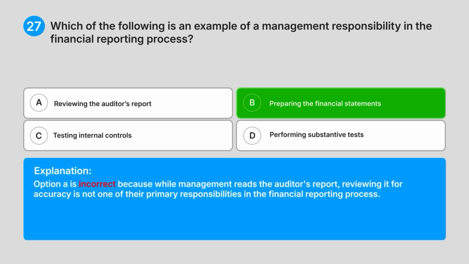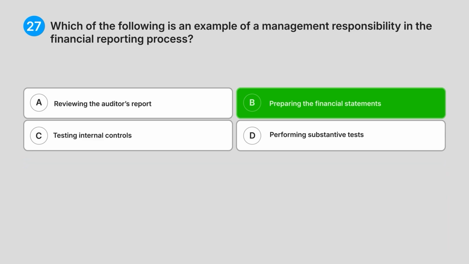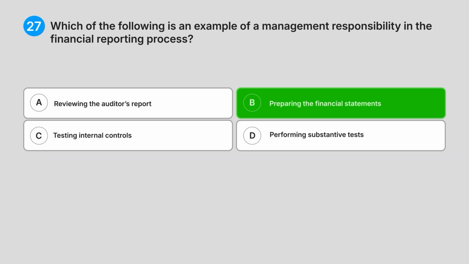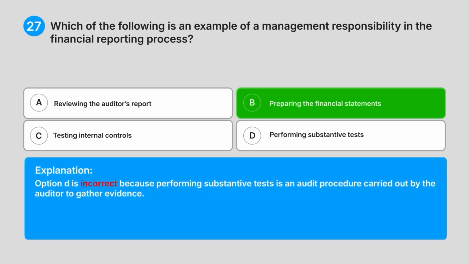Option A is incorrect because while management reads the auditor's report, reviewing it for accuracy is not one of their primary responsibilities in the financial reporting process. Option C is incorrect because testing internal controls is the responsibility of the auditor when conducting an audit. Management is responsible for implementing and monitoring controls. Option D is incorrect because performing substantive tests is an audit procedure carried out by the auditor to gather evidence.